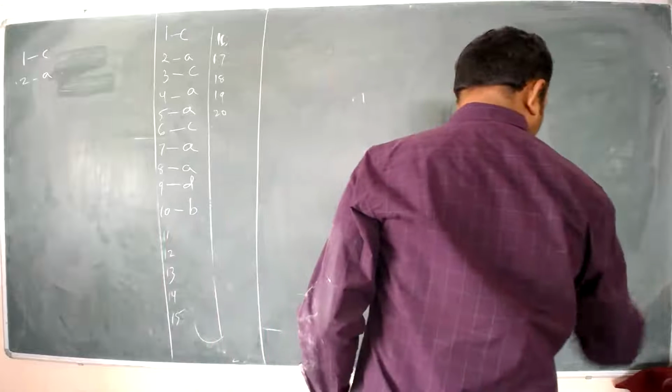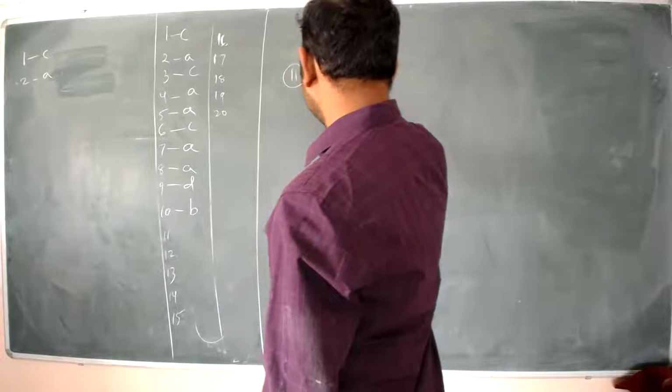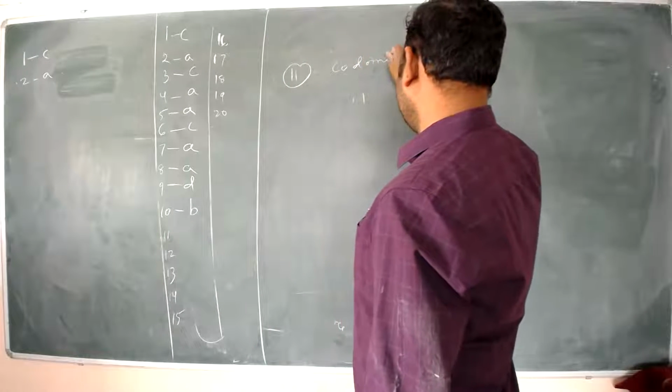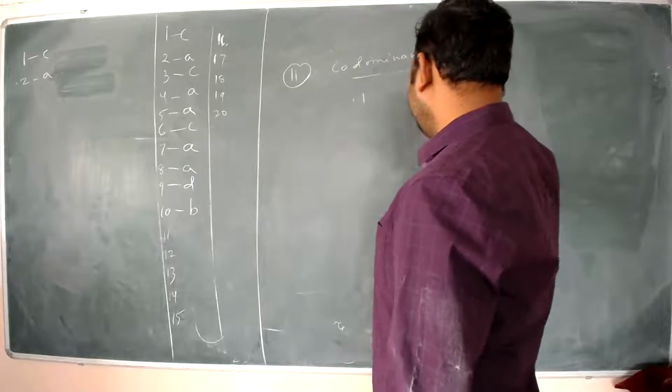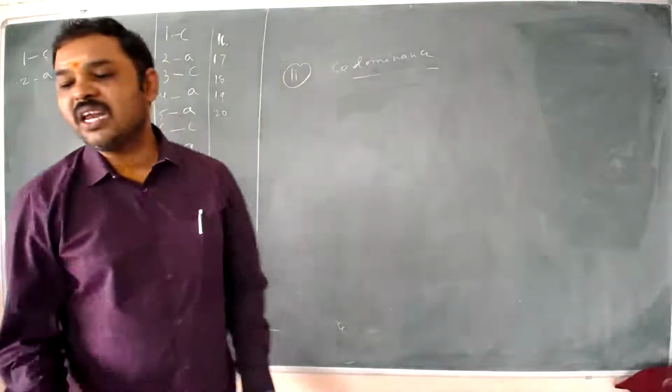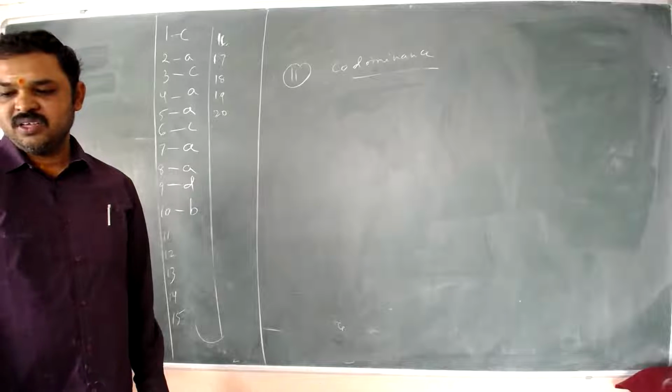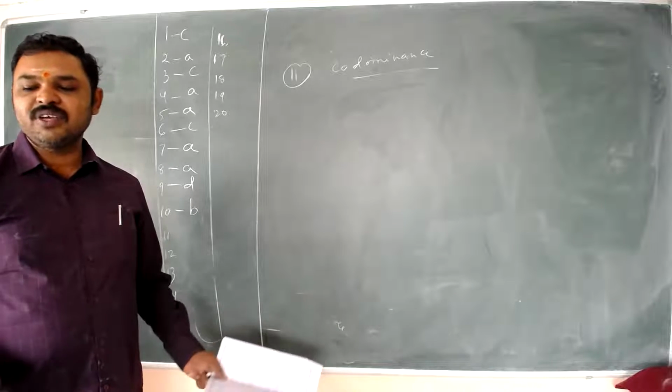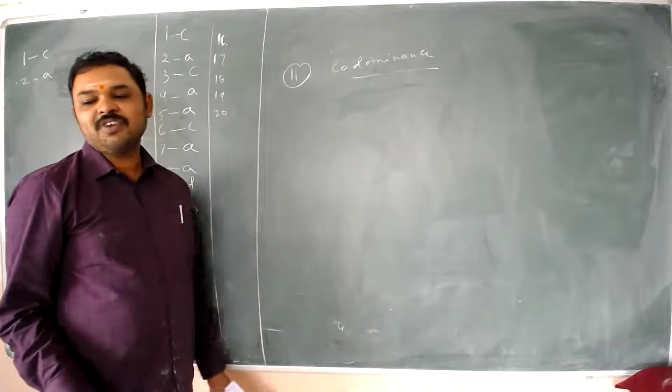Question number 11. This question is relevant to codominance. Why codominance here? Both alleles are expressed equally. The two different alleles of a gene are expressed equally. How will it be called here?